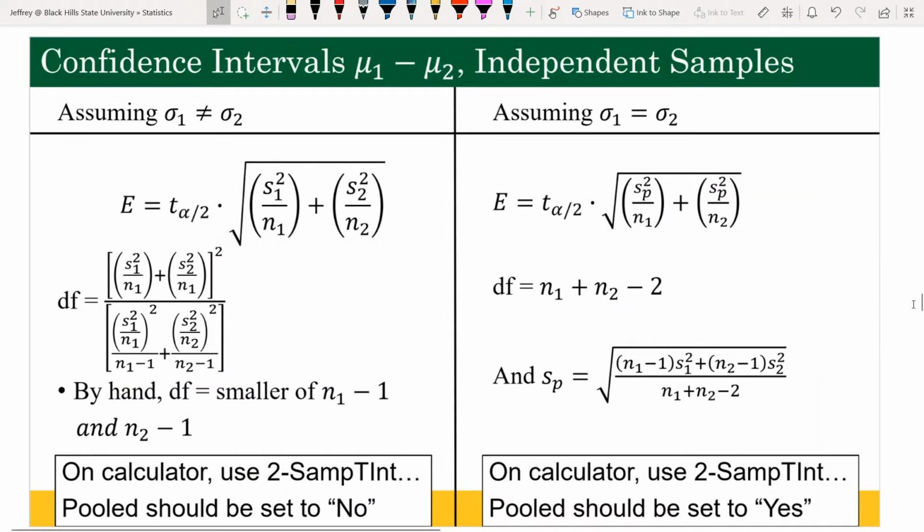Confidence intervals use the same degrees of freedom as the previous slide, and similarly we use SP instead of S1 and S2 if they are pooled. Otherwise, we just use S1 and S2.